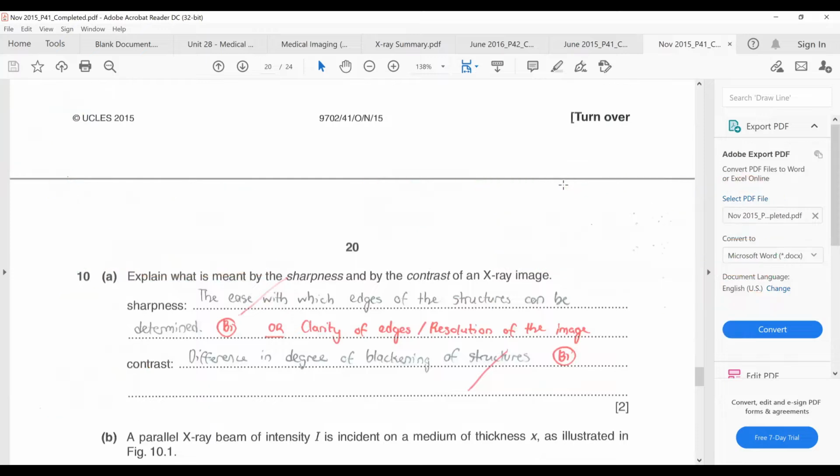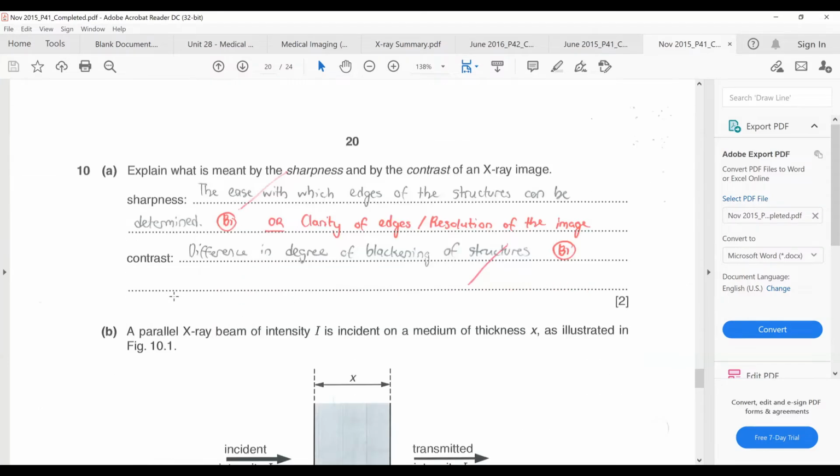Alright, so I'll clear this one off. Now explain what is meant by sharpness and by contrast of an X-ray image. As I mentioned to you, you need to know the definition for sharpness as well as the contrast. Sharpness is simply the ease with which edges of the structures can be determined. Contrast is simply the difference in the degree of blackening of structures. That will give you your 2 marks here.